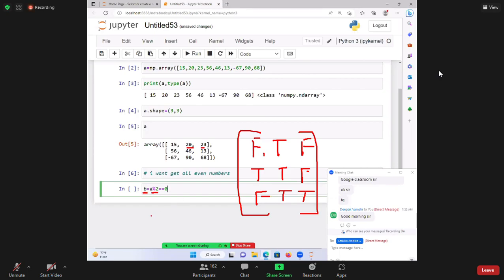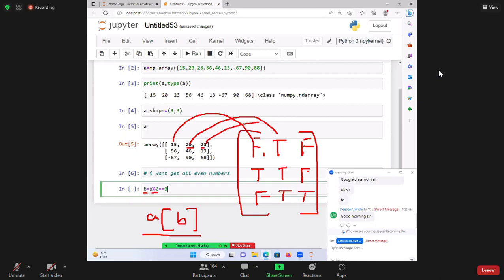And after that, I will pass the Boolean array to the ND array once again. A of B, I will write it. What is this A of B? Boolean array passing to A. Each element of A is applied to the Boolean array. 15 here is false. That means 15 will not be selected. 20 is applied to the second Boolean entry. True. 20 is selected.